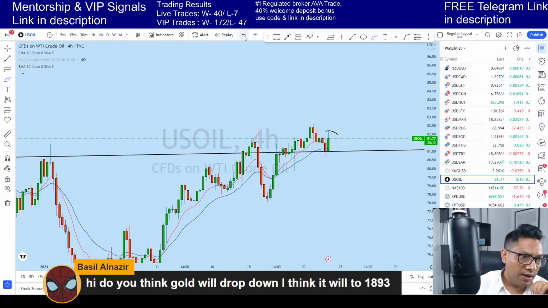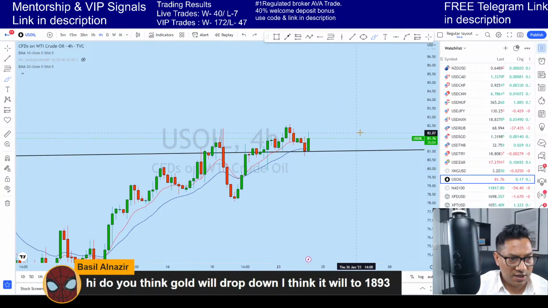In that case we might see, again, grabbing liquidity from here and then going up. So let's see how this candle closes, then we'll see which way the market will be heading.